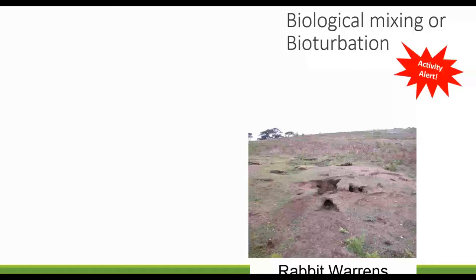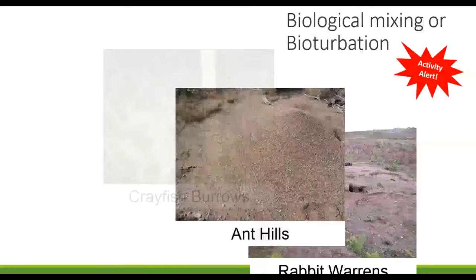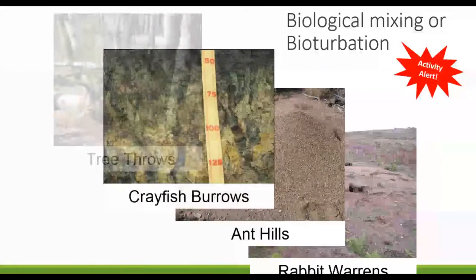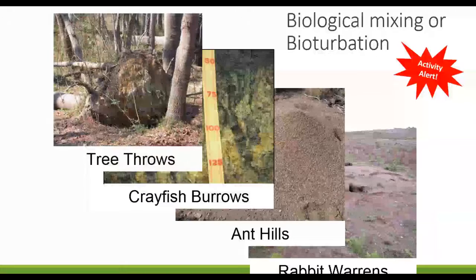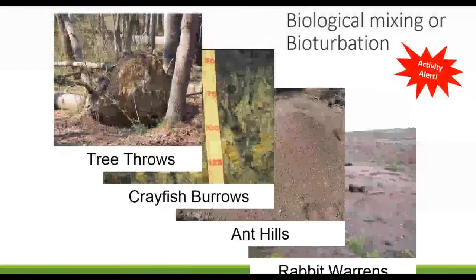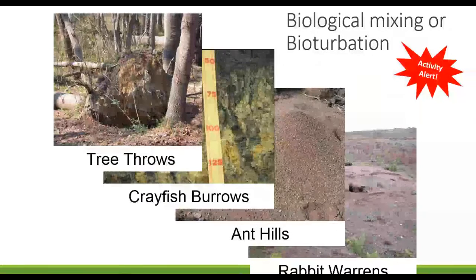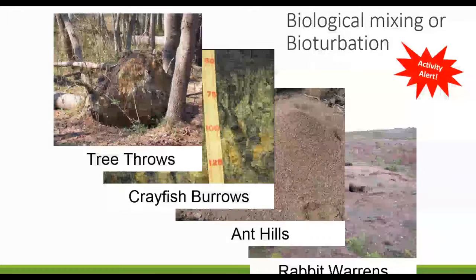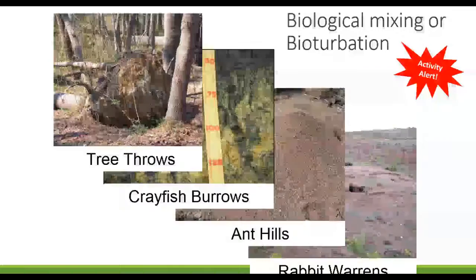So if we look at it, we can have turbation. The critters move things around with rabbit warrens, anthills, crayfish, and then tree throw, where trees fall over and mix the soil. All of these tend to make the soil more homogeneous. It removes the layering that we see in the soil of the horizons.